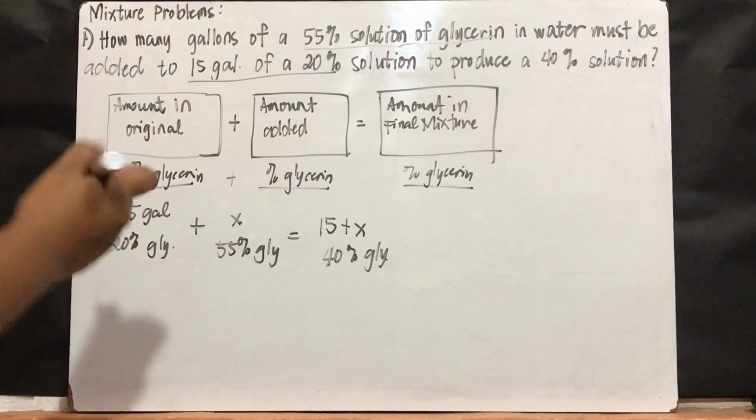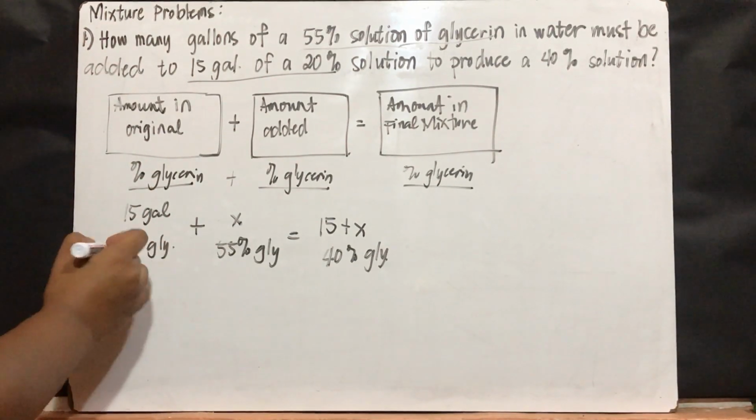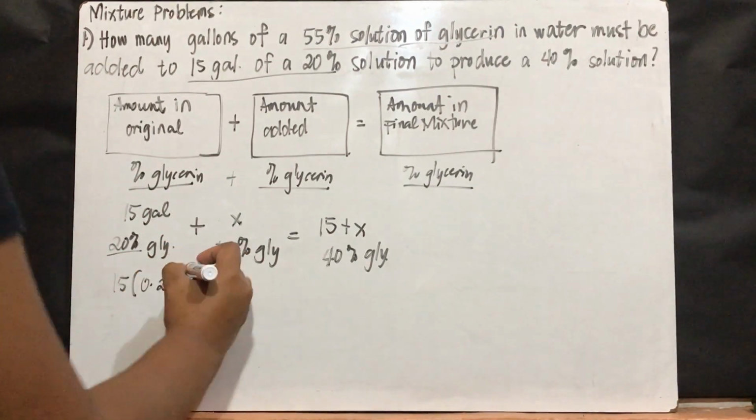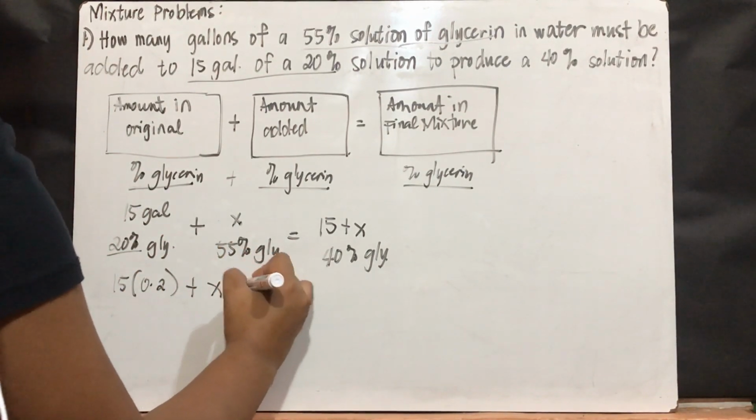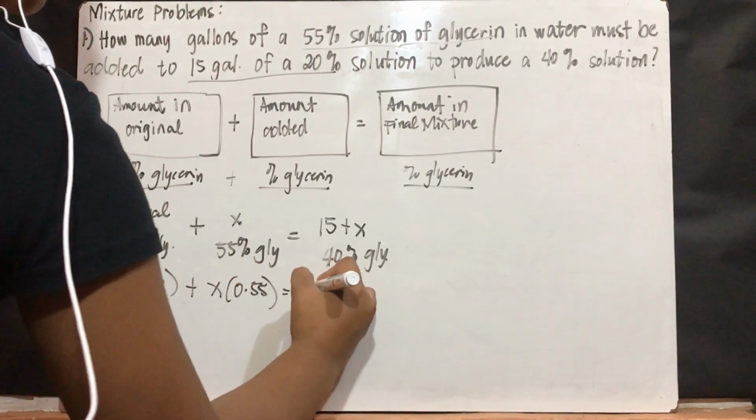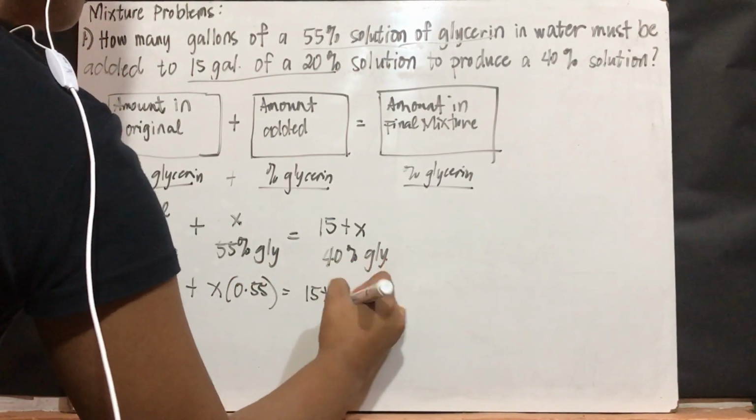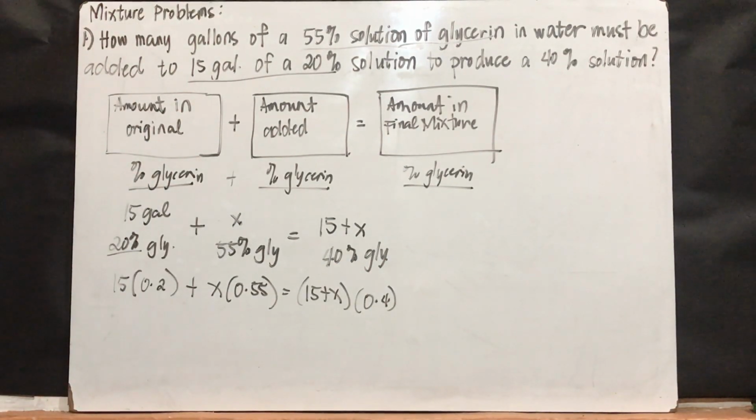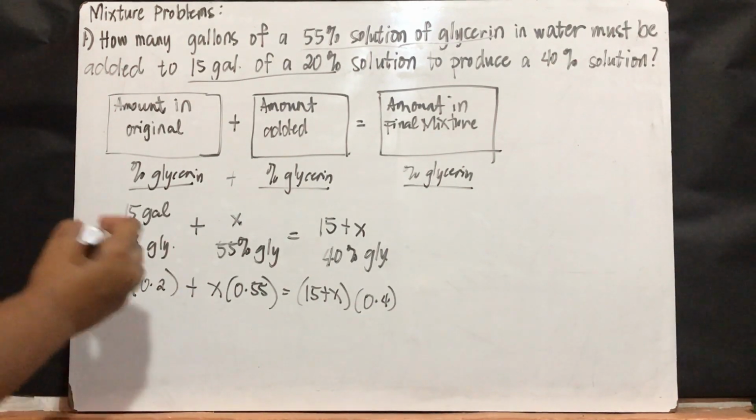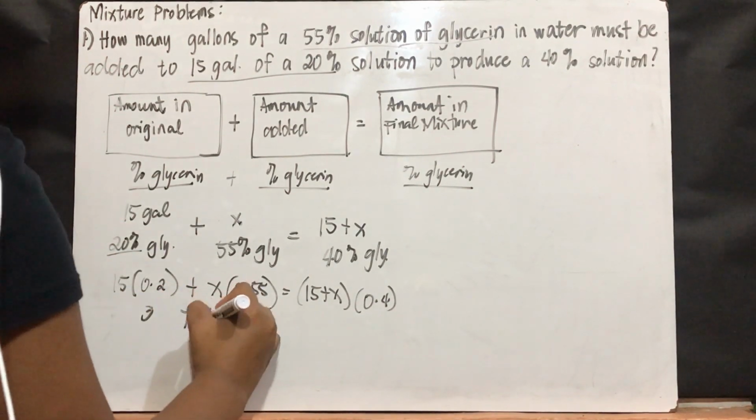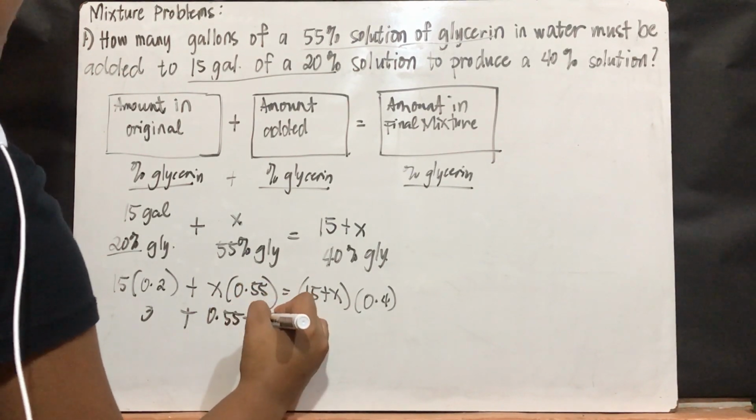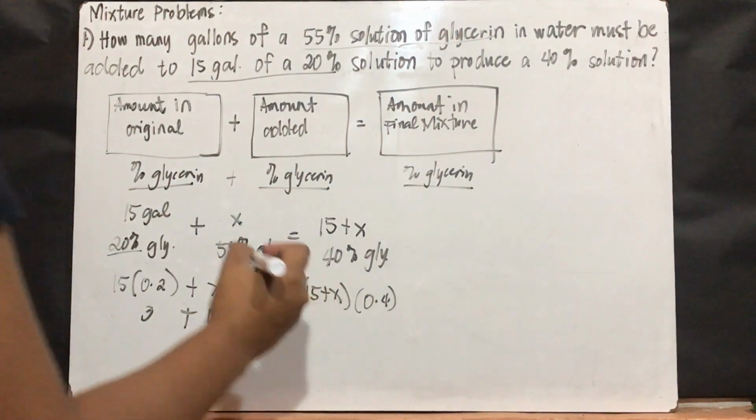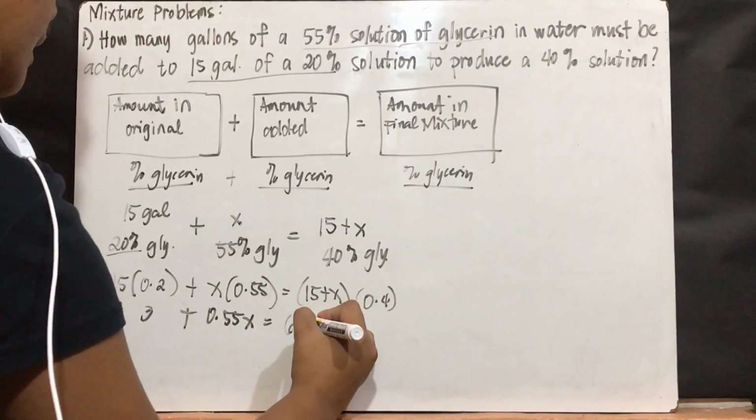And then, simplifying, we have 15. And then, i-convert mo si percent into decimal. That will be equal to 0.2. And then, plus X times 0.55 equal to 15 plus X multiplied by 0.4. And then, simplifying further, we have 15 times 0.2, that is equal to 3 plus 0.55x equal to 15 times 0.4, that is equal to 6, and then plus 0.4x.